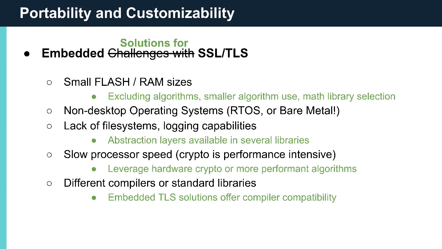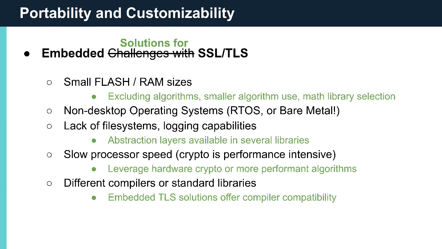For lack of file systems and logging capabilities, we have some abstraction layers for both of those. You can disable file system use completely. We have a logging callback that you can use. For slow processor speed, if you have hardware crypto available, that can sometimes alleviate your processor load and be faster running in hardware. You can also look at how algorithms perform comparatively to each other, and you might be able to choose an algorithm that's more performant. For different compilers and standard libraries, we try to do our best to build and test on a variety of compilers.